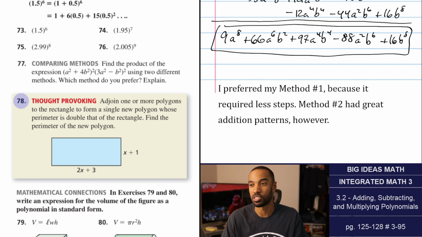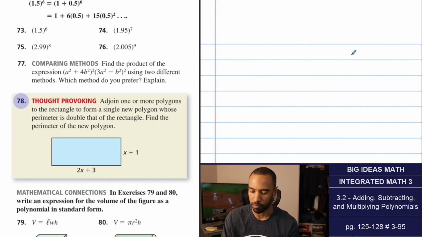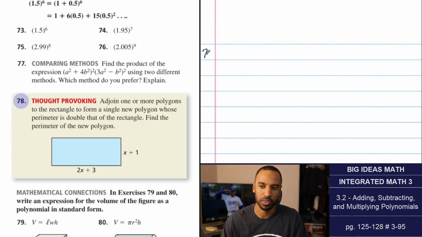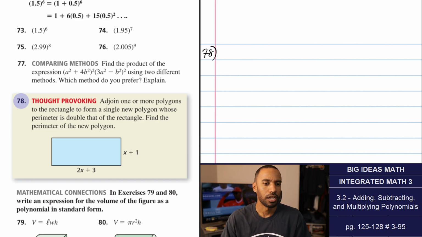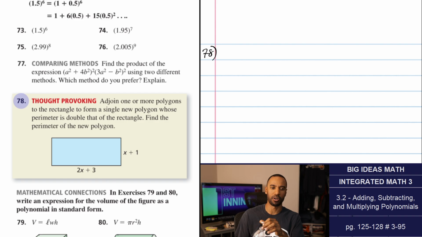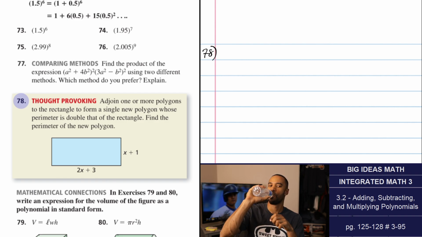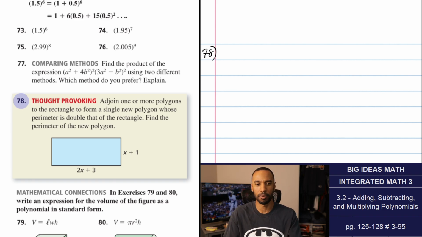Now, by the way, 77, I bet that they had different methods in mind. I thought they were Pascal's triangle. I'm not going to prefer Pascal's triangle if I know my perfect square trinomial thing. So if that's what they were talking about, I'm not even dealing with that anyway. Adjoin one or more polygons to the rectangle to form a single new polygon whose perimeter is double that of the rectangle. Find the perimeter of the new polygon.